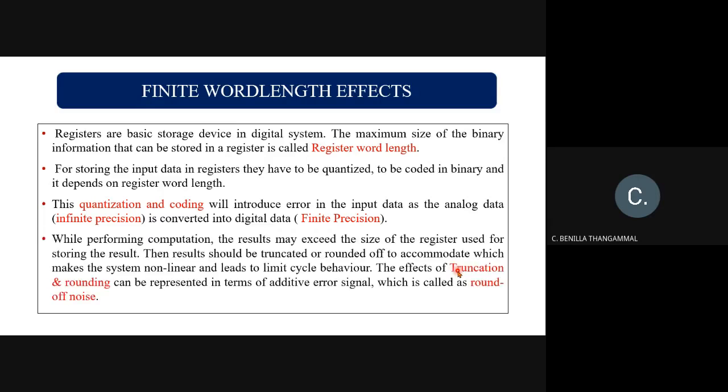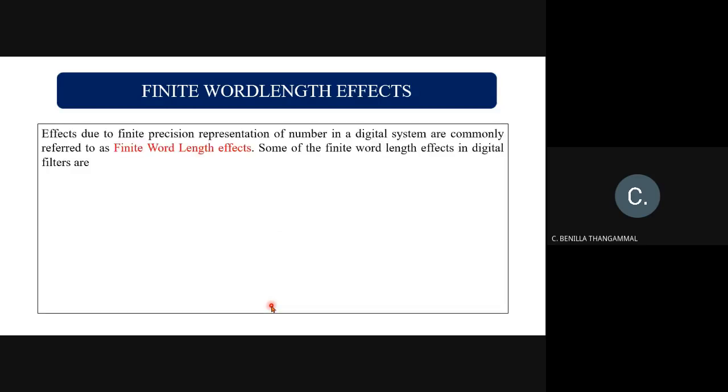While performing computation, the results may exceed the size of the register used for storing the results. Then the results should be truncated or rounded off to accommodate, which makes the system non-linear and leads to limit cycle behavior. The effects of truncation and rounding can be represented in terms of an additive error signal, which is called round-off noise. So effects due to finite precision representation of a number in a digital system are commonly referred to as finite word length effects.